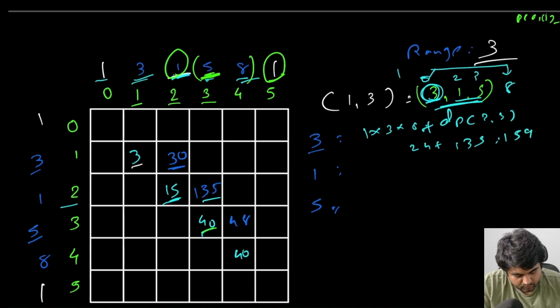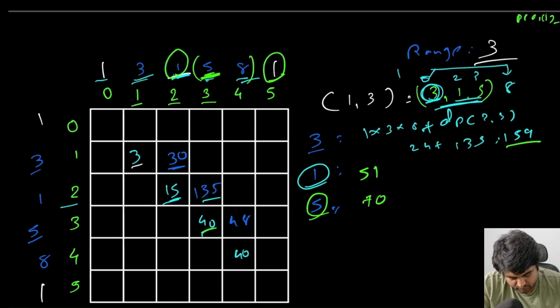Now what if we decide to burst balloon number 1 in the end? Once again, that value is going to be 51. And what if we decide to burst balloon number 5 in the end? The value is going to be 70. So 159 is the obvious choice. Between the range 1 to 3, the maximum value we can generate is going to be 159. So we'll just mark 159 as it is.